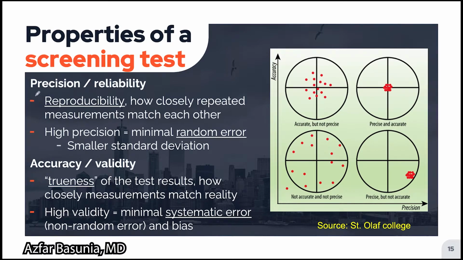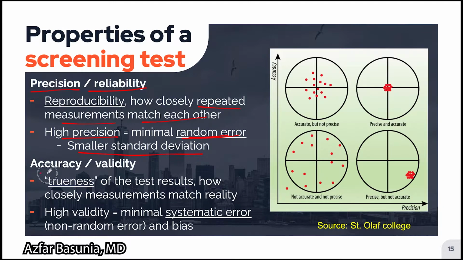Moving on to the section on properties of a screening test. First, let's talk about precision or reliability. The precision or the reliability refers to the reproducibility of a test, that is, how closely repeated measurements match each other. Thus, a test with high precision will have minimal random error, and this is very important to know. This also means that a test with high precision will have a smaller standard deviation.